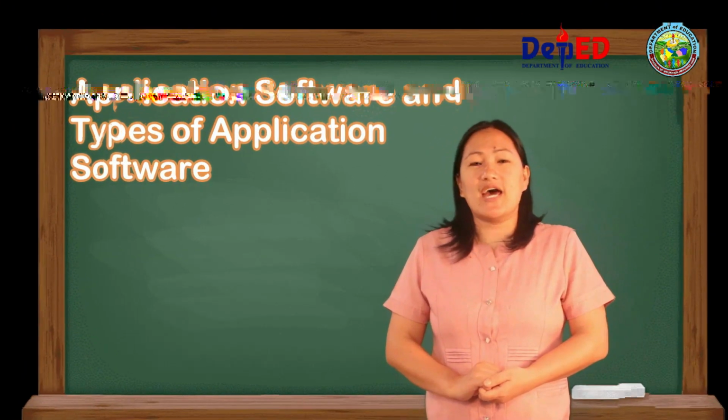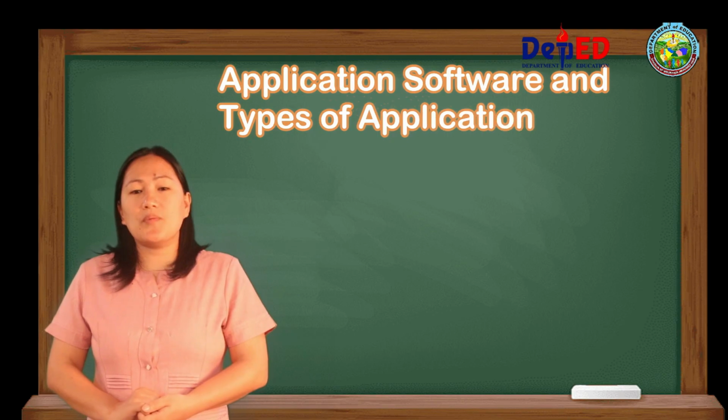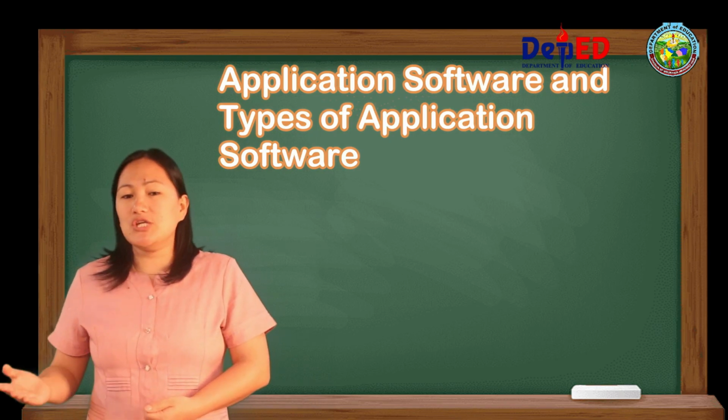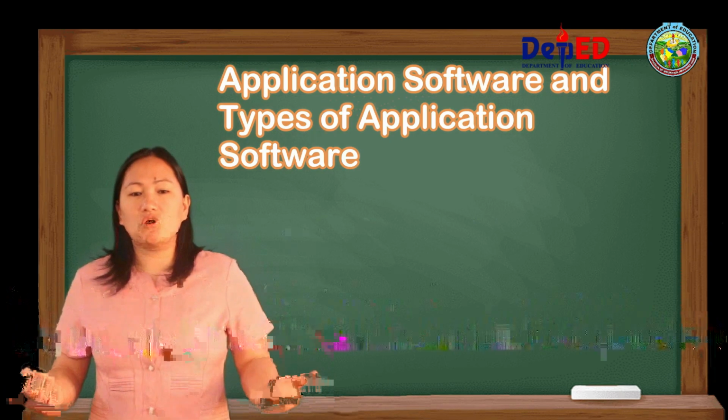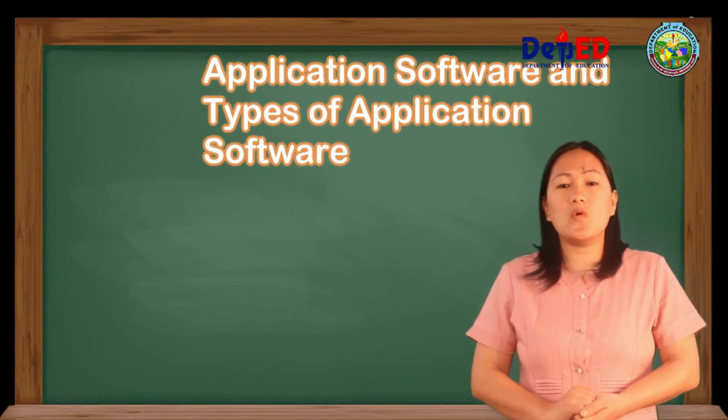Application software and types of application software. Application software is a computer program that performs a specific function, be it educational, personal, or business. It is also known as an end-user program or a productivity program.